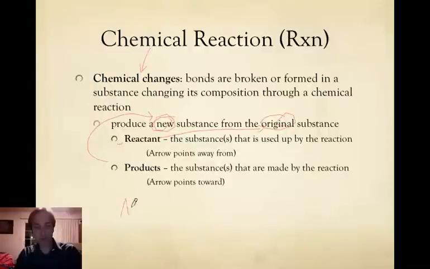Little generic setup, if you think of it this way, if we have substance A, we combine it with substance B, and we produce substance C plus substance D. The arrow is pointing away from A and B, so these would be the reactants, and the arrow is pointing towards C and D, so these would be the products.